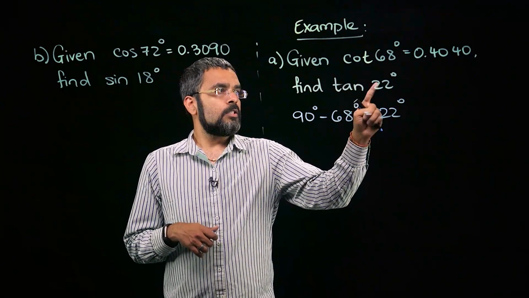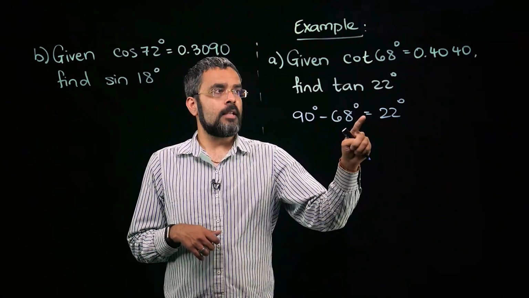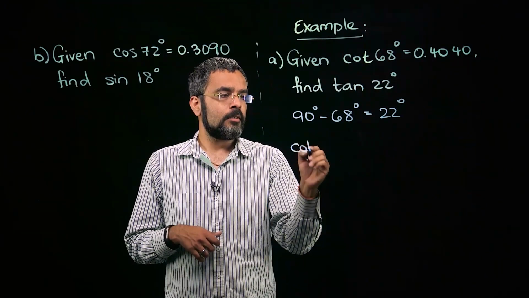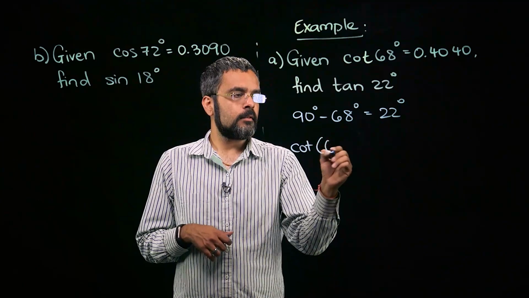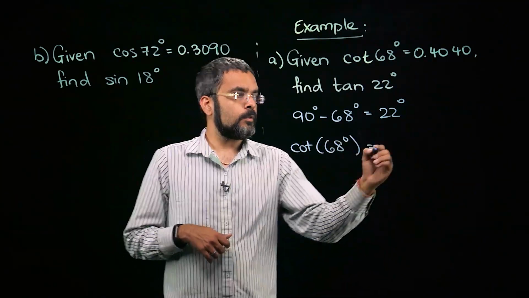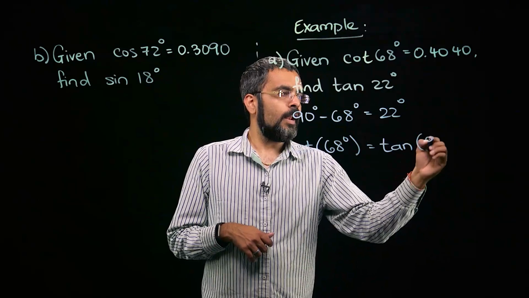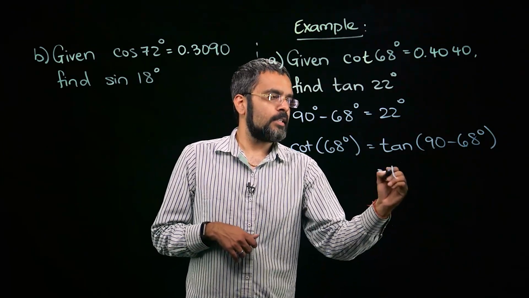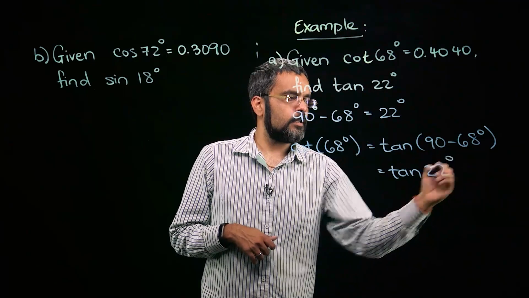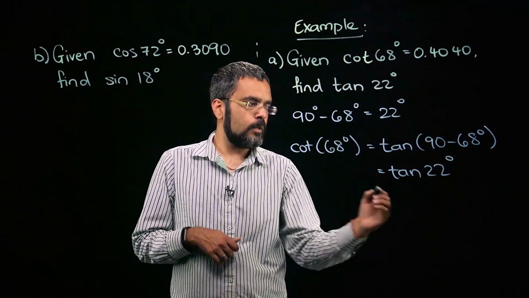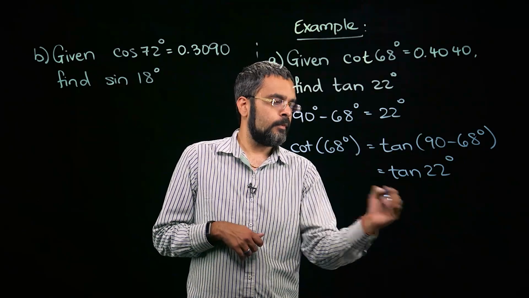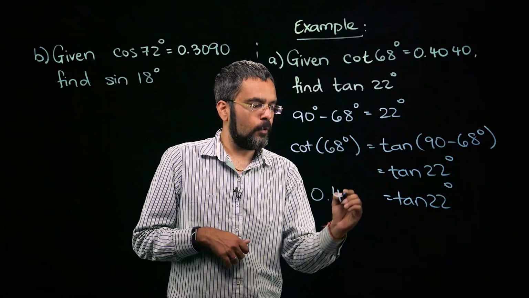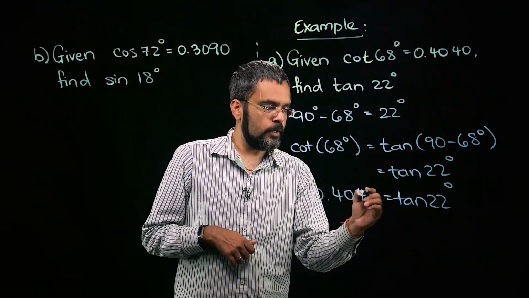So these are complementary angles, and so here I know that cotangent of 68 degrees is equal to tangent of 90 minus 68 degrees. And that is nothing but tangent of 22 degrees, and so tangent of 22 degrees is going to be 0.4040.